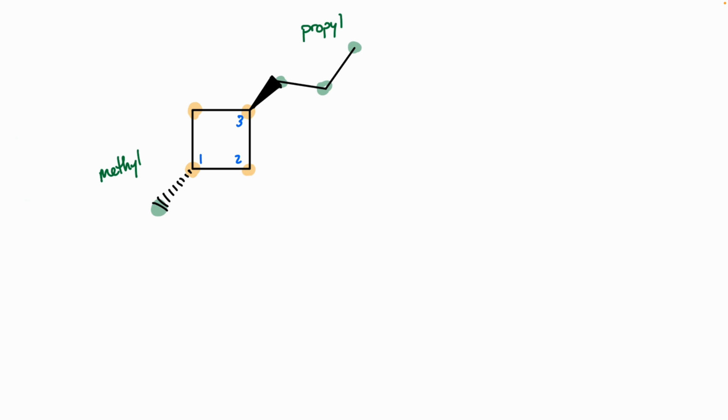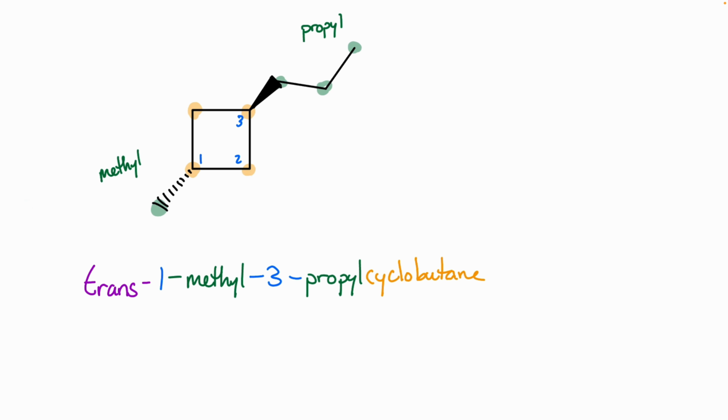All right. So this would be 1-methyl, 3-propyl, cyclobutane. And then I'm going to include the stereochemistry of this molecule here. Since one's on a wedge and one's on a dash, this would be trans. And so again, that goes out front with a dash. So trans-1-methyl-3-propylcyclobutane.